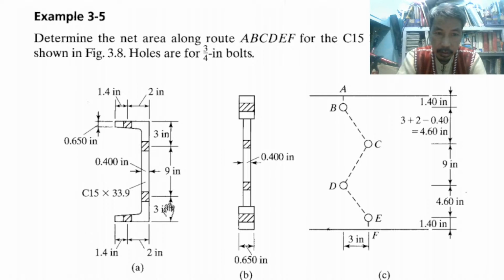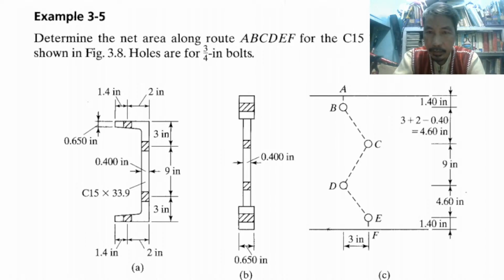So from the center of the hole going to the next gauge distance, the next gauge distance is 9 inches. Another distance is from the center going to the edge of the flange, that is 3 inches. So 3 plus 9 plus 3 is 15 inches. That's why this C channel is what we call C15.